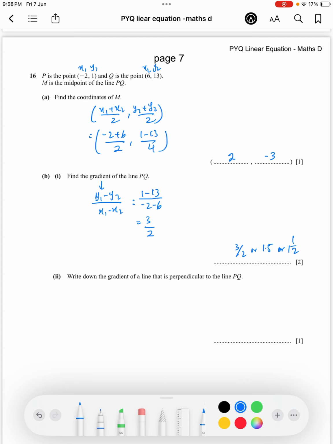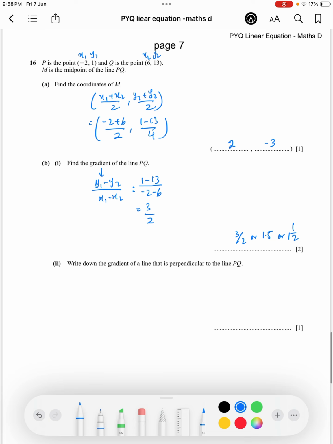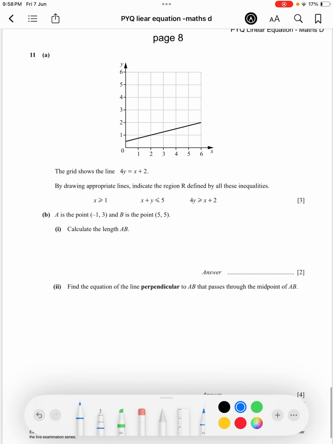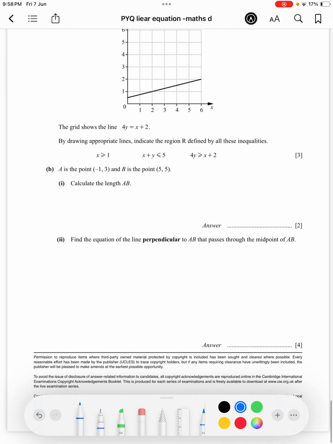Write down the gradient of the line that is perpendicular. So if the gradient is 3 over 2, the gradient of the perpendicular line will be the negative reciprocal. Okay, that's it. Last one, so I'll skip 11A.